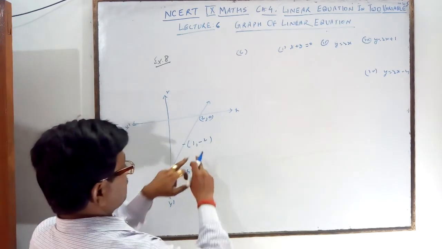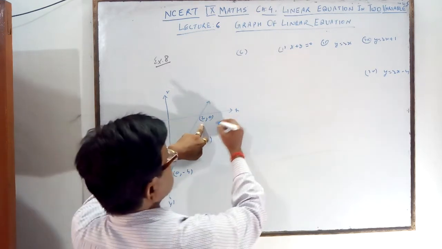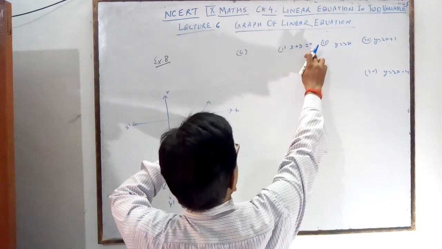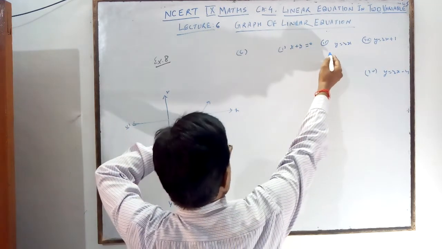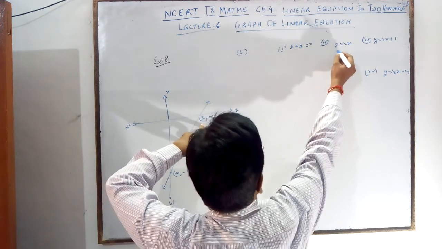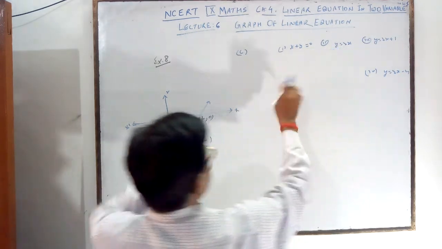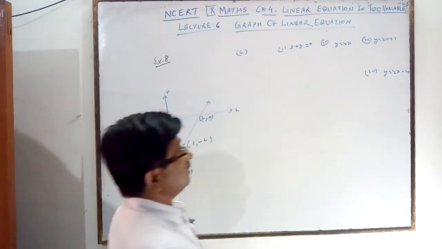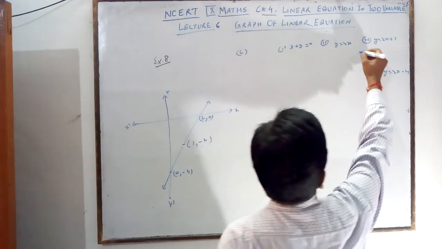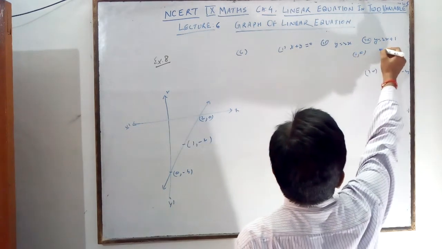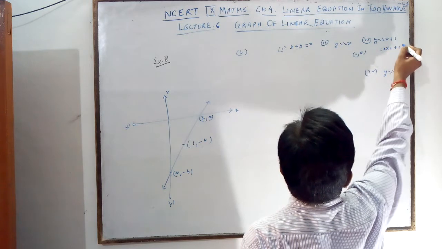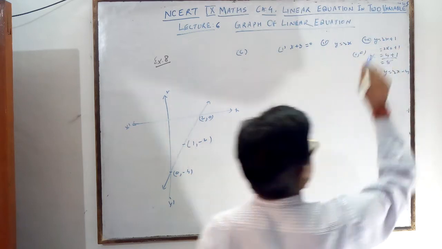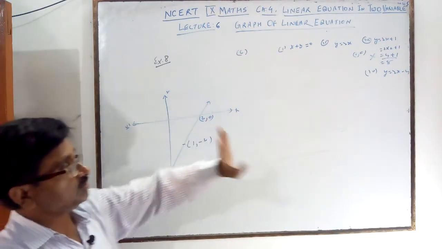So any one you take. Suppose I am taking 2 comma 0. This 2 comma 0. x is 2, 2 plus 0 is 2. First, it is not correct. Second, y equal to 2x. x is equal to 2, 2 twos are 4, y equal to 4, but here y is 0. So it is not fit for this also. Third, y equal to 2x plus 1. For 2 comma 0, y is equal to 2 into 2 plus 1, 4 plus 1, so it is equal to 5. It is also not satisfying. 2, 0 is again not satisfying.